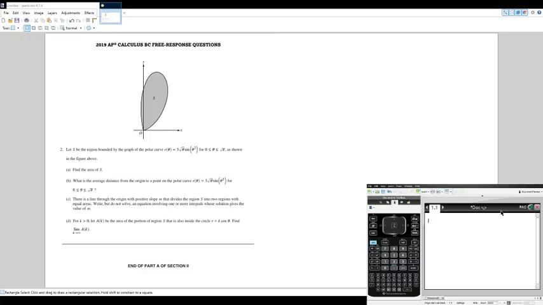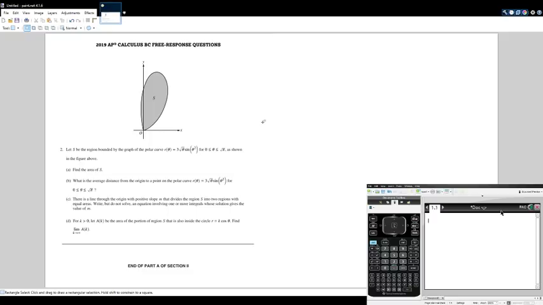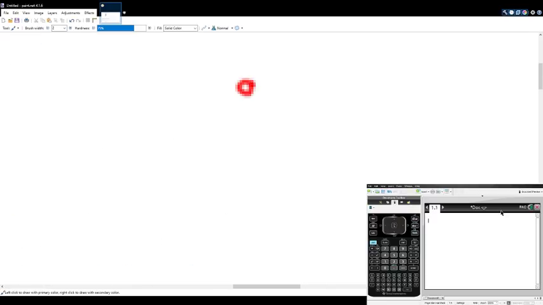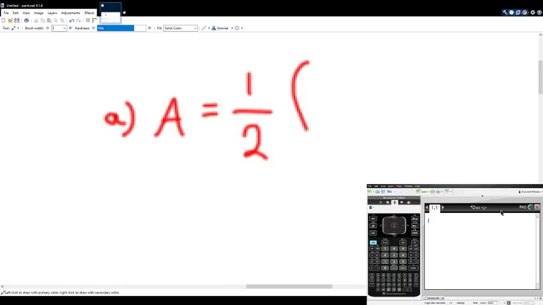So this is going to be my solution to the 2019 AP Calculus BC free response question number 2. It says, let S be the region bounded by the graph of the polar curve for theta from 0 to the square root of pi, as shown in the figure above. Part A says to find the area of S. So you should simply know the formula for that. The area for a polar curve is 1/2 the integral of r squared d theta.